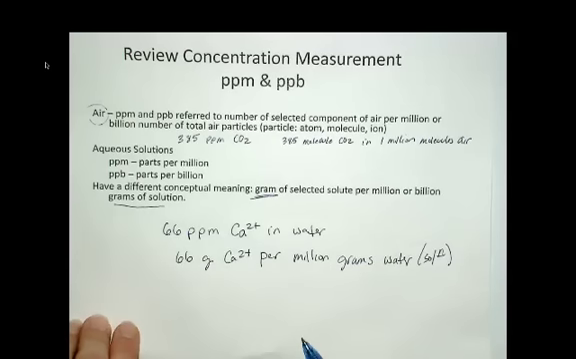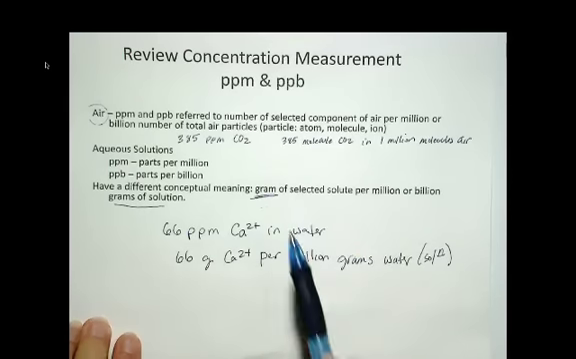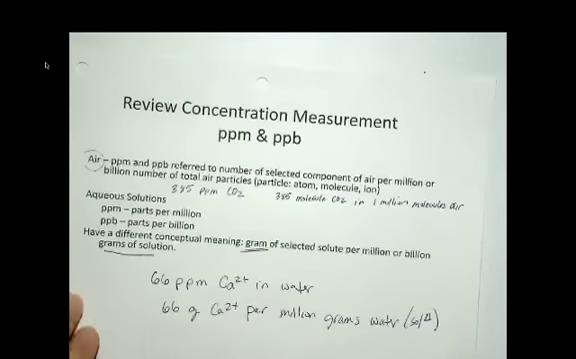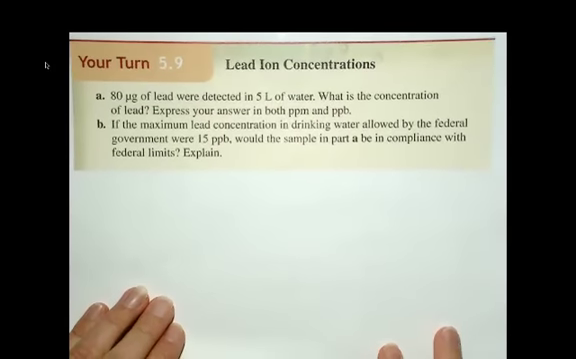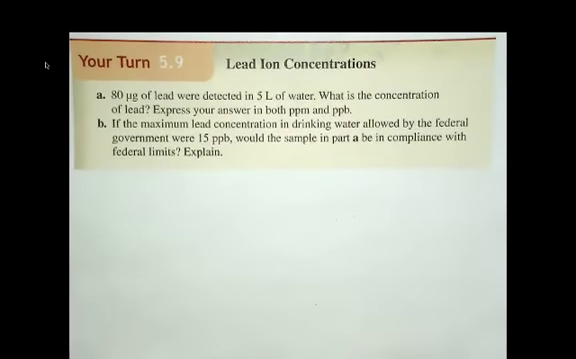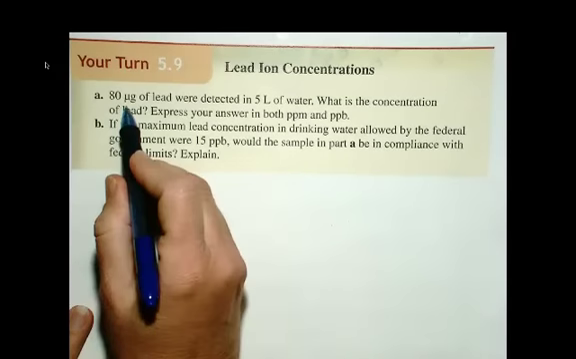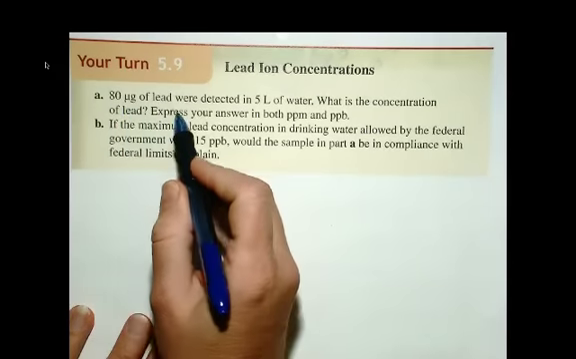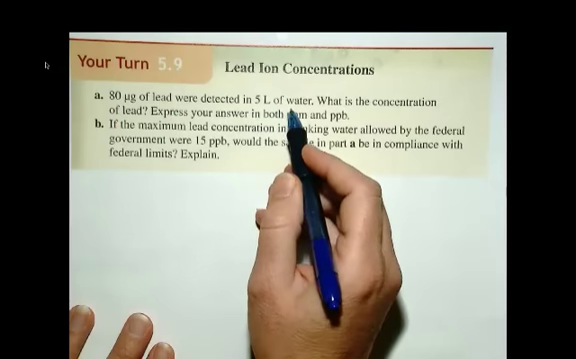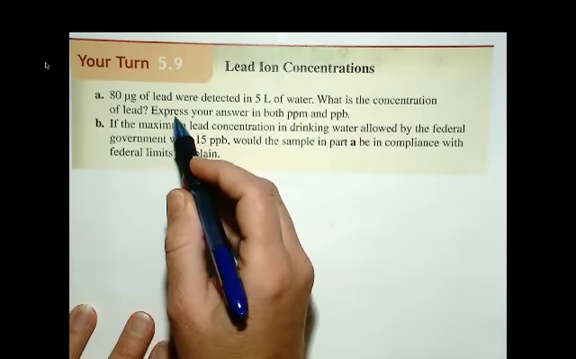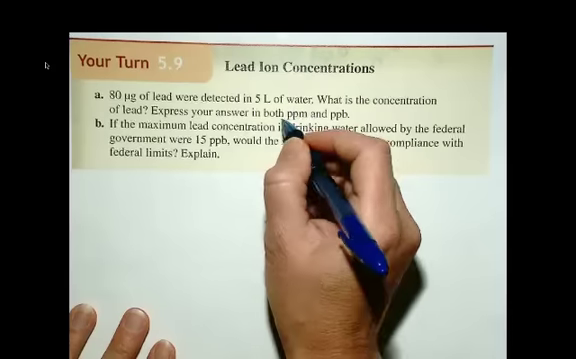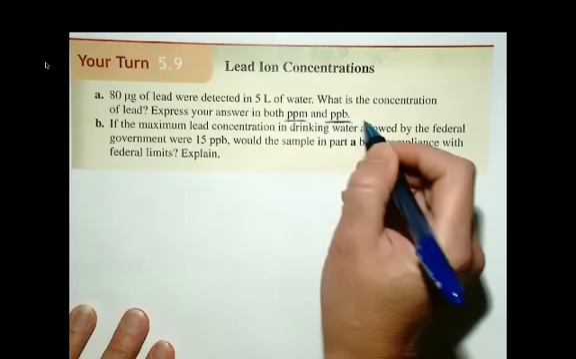Okay, so it's a different interpretation. Instead of particles, we're looking at grams. That's important to remember when we're doing these types of problems, which I'll show you right here. Let's just practice this unit conversion here. It says, part A, 80 micrograms of lead were detected in 5 liters of water. What is the concentration of lead? Express your answer in both parts per million and parts per billion.